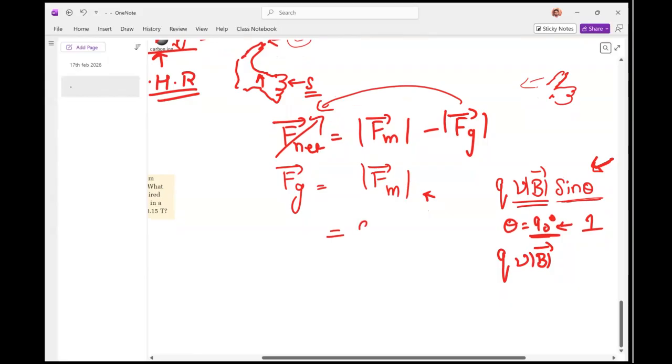Now this is QVB, and the sine theta we will put as 90 degrees, so that will become 1. And this is Fg is equal to mg.